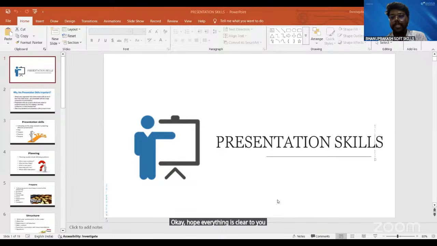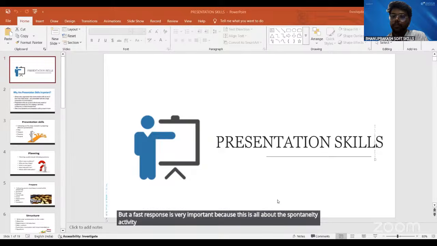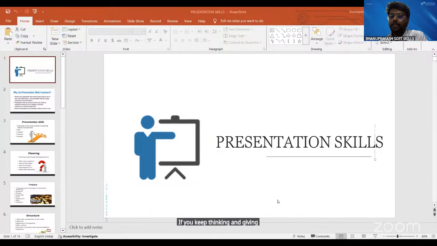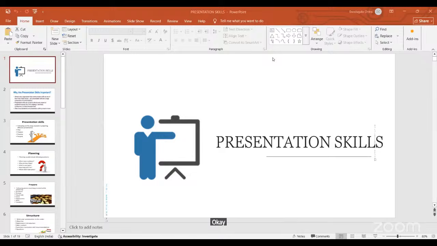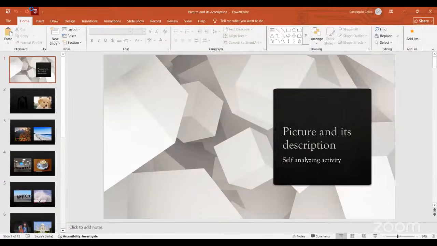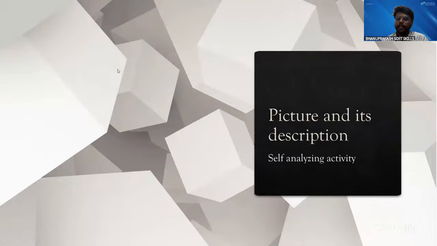But a fast response is very important because this is all about the spontaneity activity. If you keep thinking and give a late response, that is not at all good. Okay. Clear with the instructions? Okay, fine. Yes, sir. Picture and its description. It's a self-analyzing activity. Okay, all right, be ready for raising your hands.